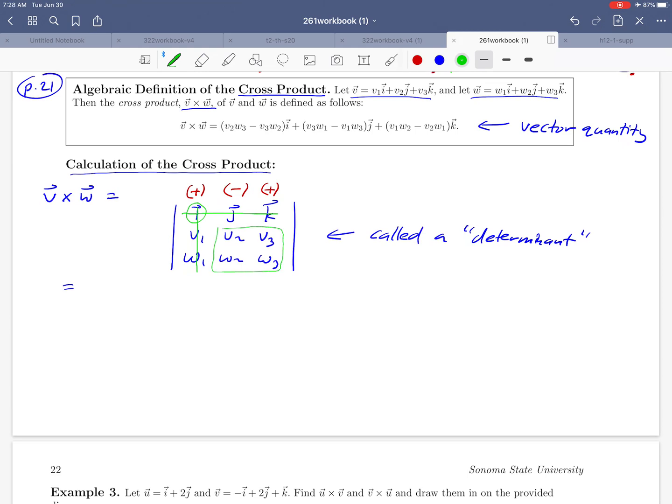That leaves a 2-by-2 array of numbers, and here's what we're going to do with that. We're going to take the upper left and multiply it by the lower right. That's going to give us v2w3. And then we're going to subtract the upper right times the lower left, v3w2, and we're going to attach an i to that. The last thing we're going to do is notice that plus was the sign that went with the i, so there's going to be a plus in front of there. That's the end of the first of the three terms.